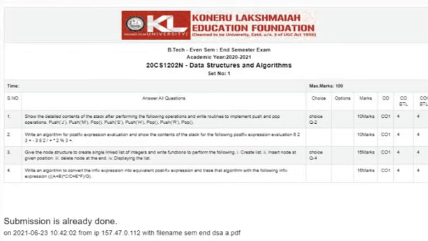Question 4. Write an algorithm to convert infix expression into equivalent postfix expression and trace that algorithm with the following infix expression. A plus b within brackets multiplied by c, within brackets, d plus e multiplied by f, close the brackets, g, and close the brackets.